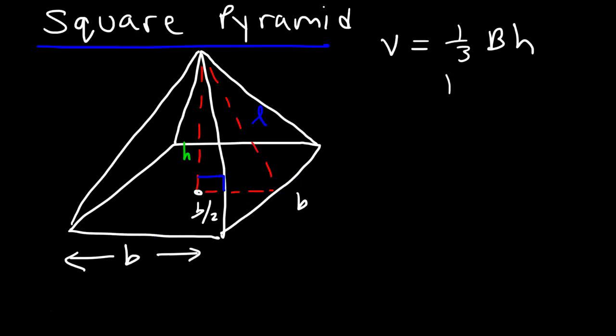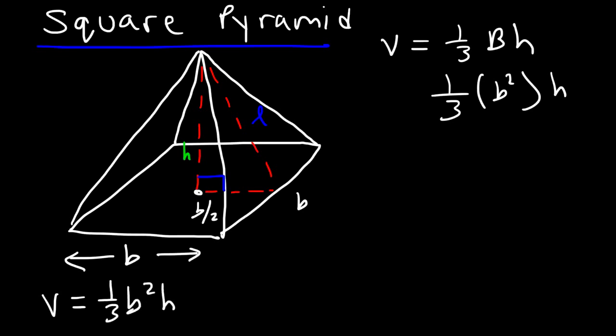So capital B is equal to lowercase b squared. That's the area of the base, or the area of the square. So times the height. So therefore the volume of the square-based pyramid is 1/3 b squared times h, where lowercase b is the length of the square on the bottom.